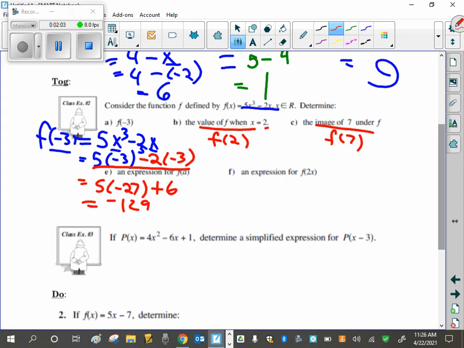F of 2, go ahead and do these. Pretty much the same thing. But again, if you use your calculator, you don't need this line. You don't need that line at all. You just go right to negative 129.